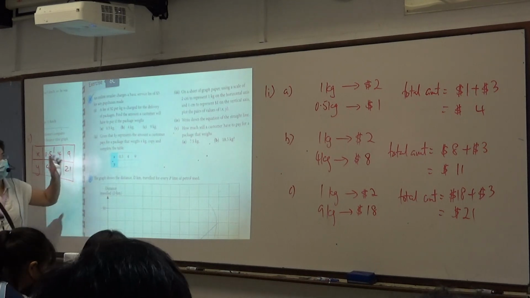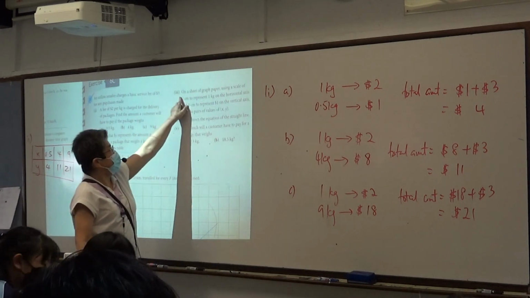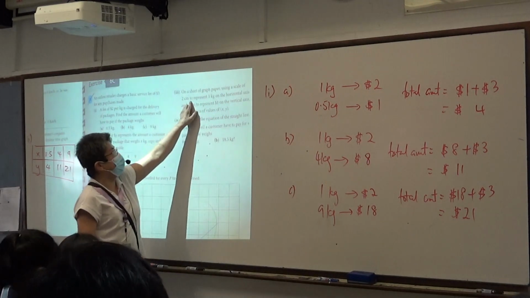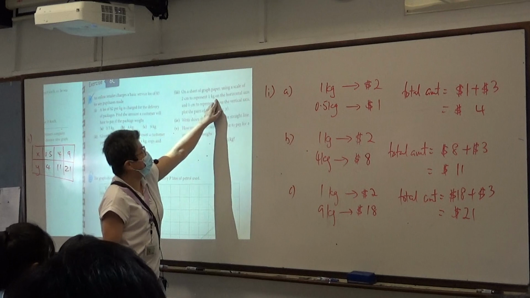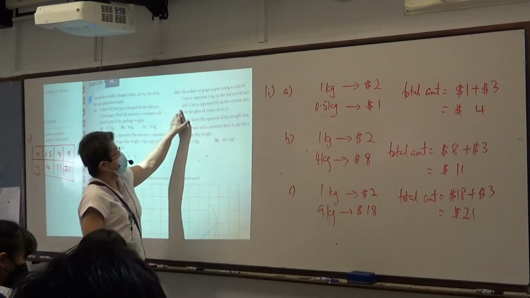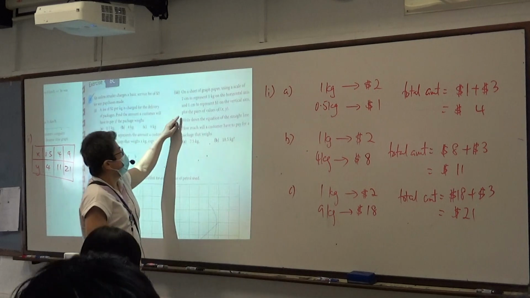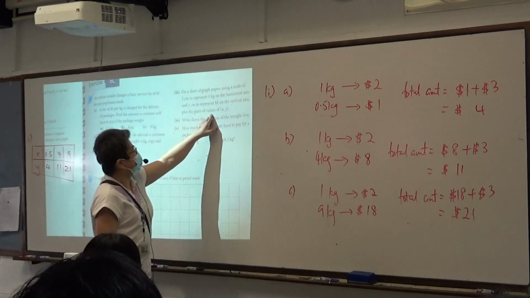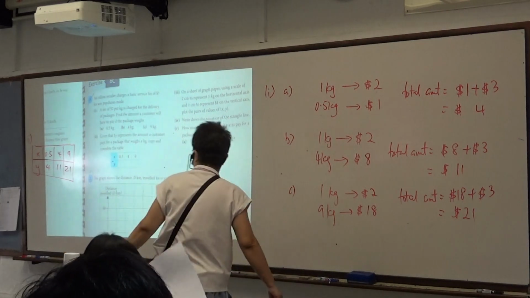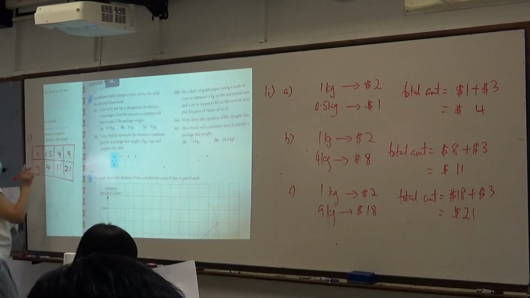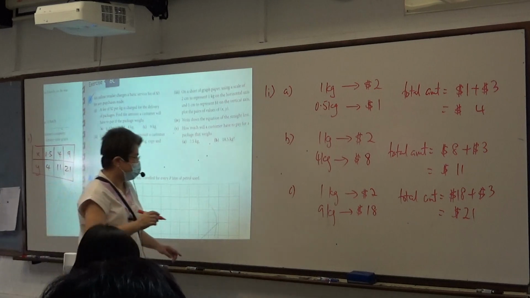Okay. Then you look at the question here. On a sheet of graph paper, using a scale of 2 cm to represent 1 kilogram on the horizontal axis, and 1 cm to represent $1 on the vertical axis. Okay, plot the pairs of values of x, y. Now, what do you mean by that? Now, don't draw first. I'm going to show you how to draw.